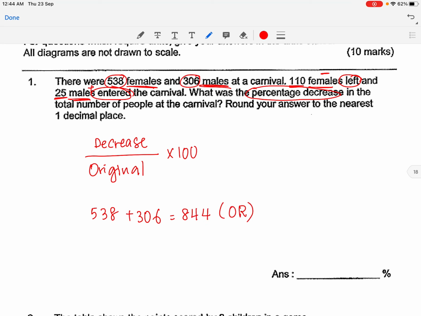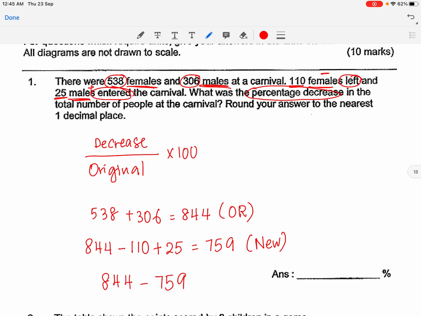Now, in order to find the new total, you can actually do this. There is a simpler way, but I'm just going to show you this first. You can use 844 to take away 110, and you add the 25 males that entered. So you minus 110 plus 25, you will get 759. This will be the new total. And how do we find the decrease? You will use 844 minus 759, you get 85. This will be the decrease.